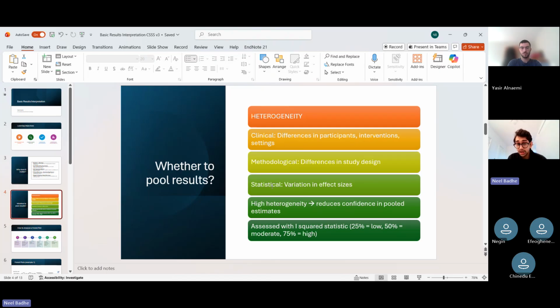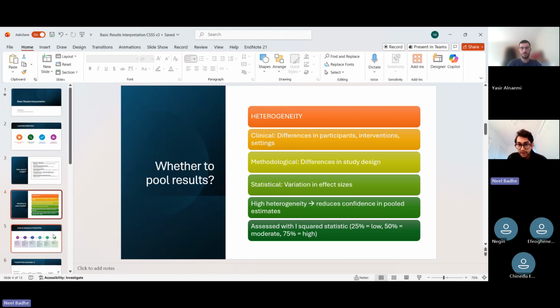That's the statistical heterogeneity. And the higher the heterogeneity, the reduced confidence and the higher variability there would be in the final pooled estimate. So that's assessed with the I-squared statistic. That's on a scale from 0 to 100%, where the lower the percentage, the lower the variability between studies, and the higher the reliability of the pooled estimate at the end of it.